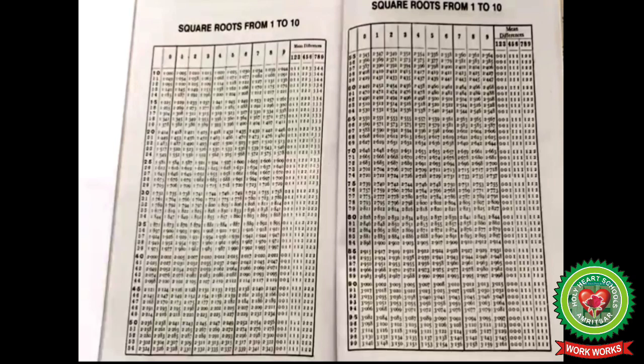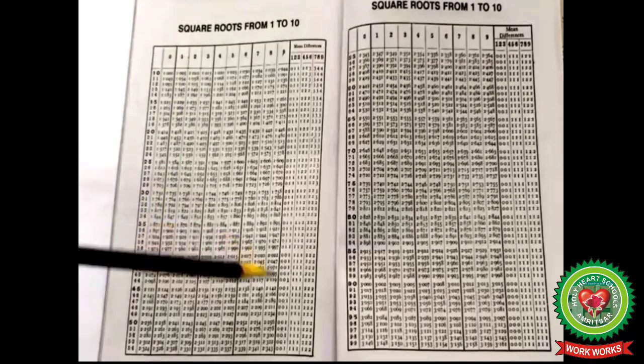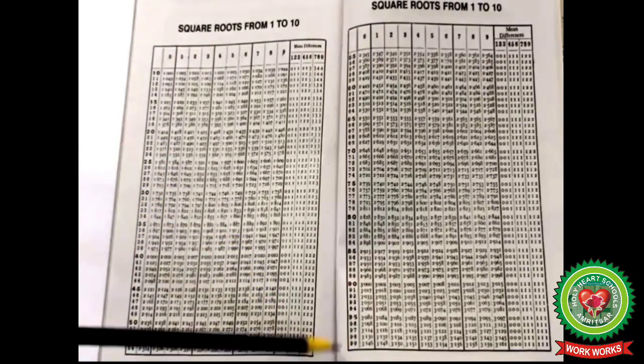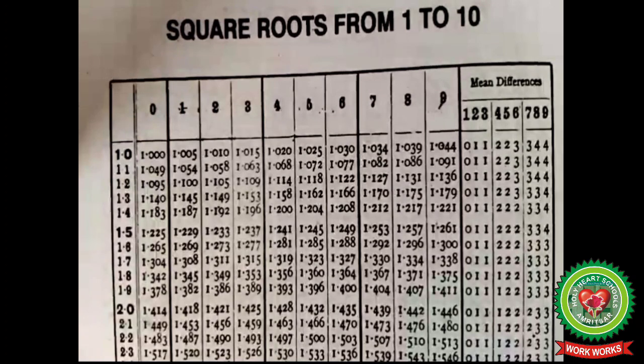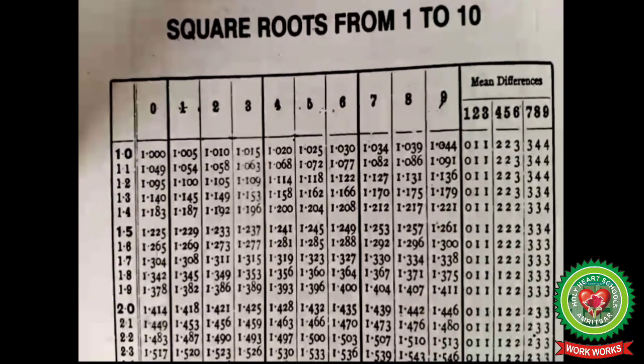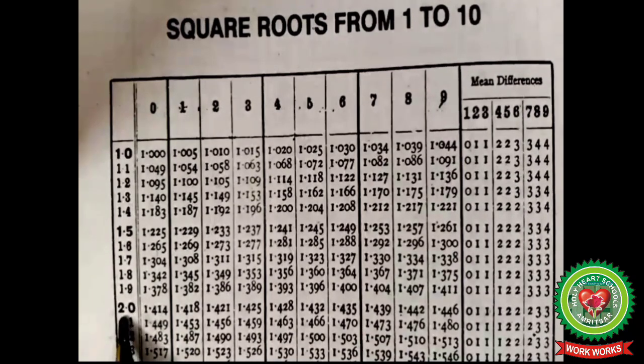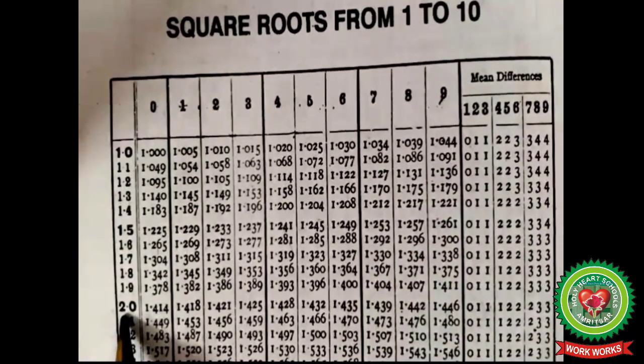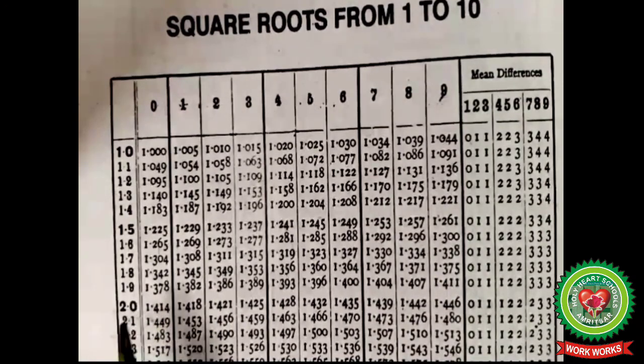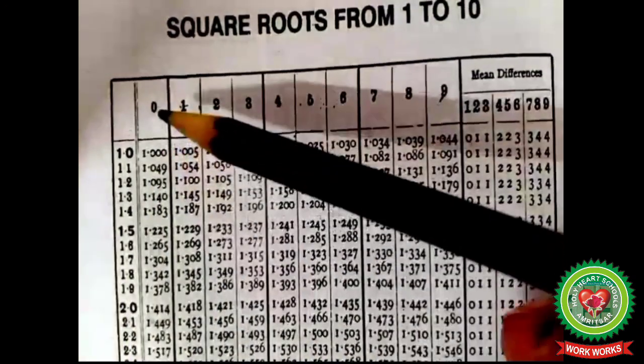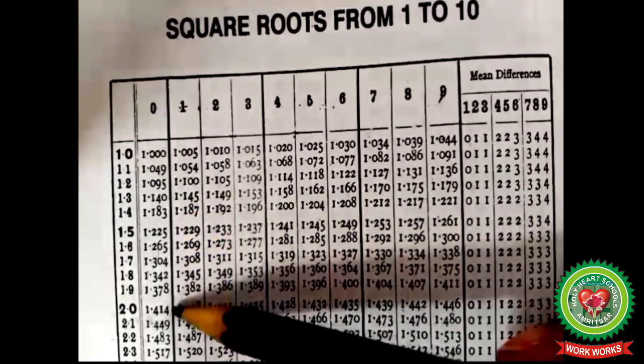First of all, you have to open the page in which the square roots table is given to you. Here square roots from 1 till 10 are given, in both the pages till 9.9. First of all, let us suppose we have to find the value of square root 2. So we have to check that value here in 2.0, and in the 0 column we have to see the value of square root of 2.